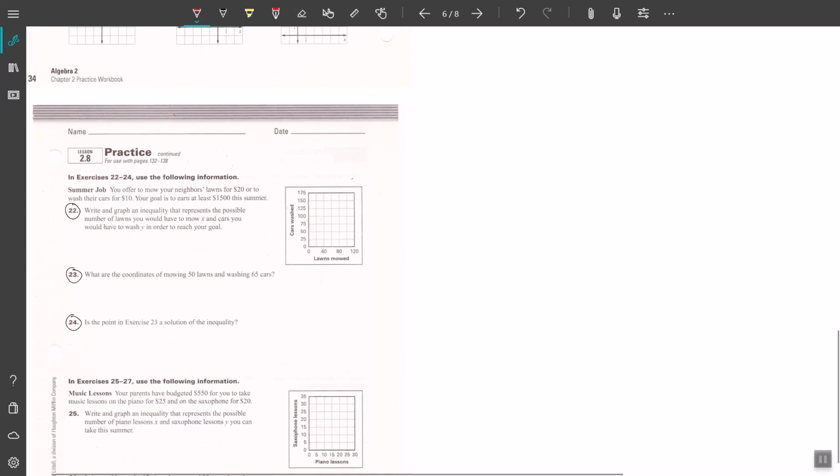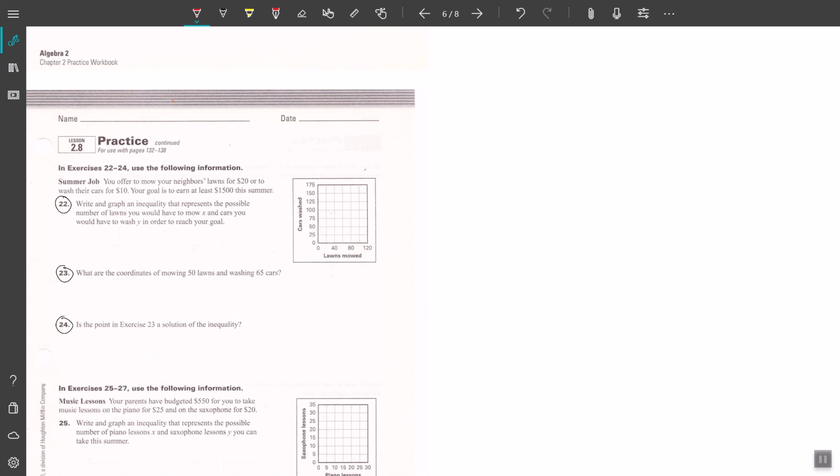All right, let's look at a word problem. You have a summer job, and you offer to mow your neighbors' lawns for $20 or to wash their cars for $10. Your goal is to earn at least $1,500 this summer. They want you to write and graph an inequality that represents the possible number of lawns you would have to mow. They're going to call that X, so that's why it's labeled down here on your X-axis. And the cars you would have to wash, Y. So we're going to call cars washed Y.